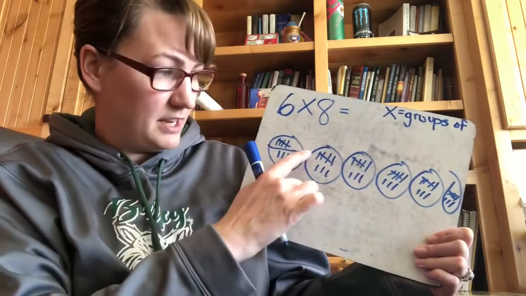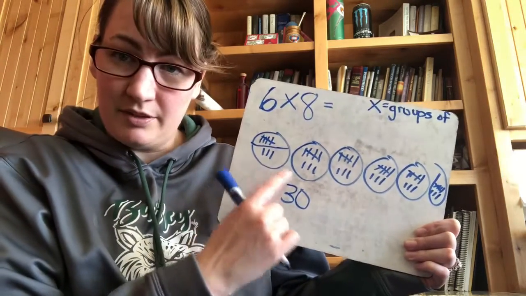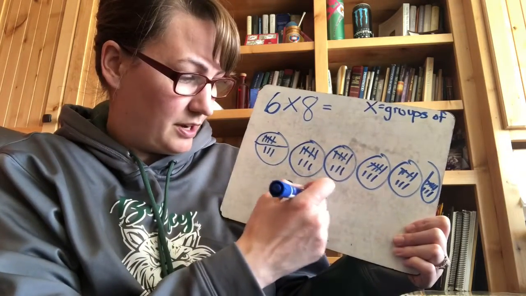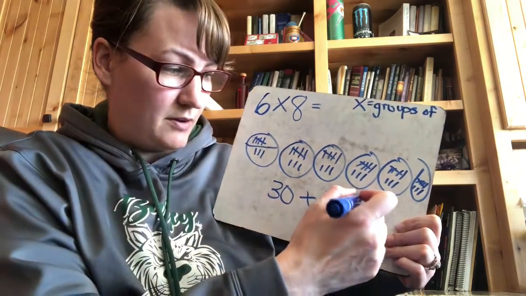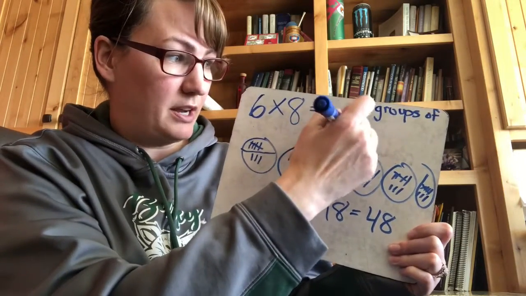So I'm going to do 5, 10, 15, 20, 25, 30. And then I'm going to count by 3s. 3, 6, 9, 12, 15, 18. So 30 plus 18 would equal 48. So 6 times 8 equals 48.